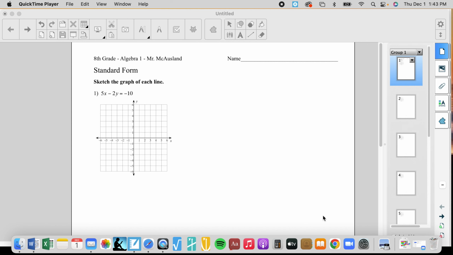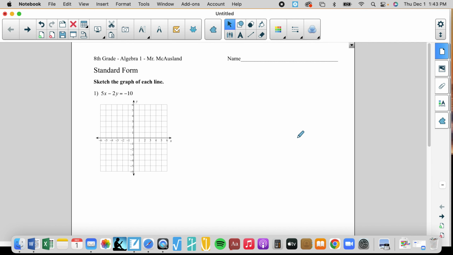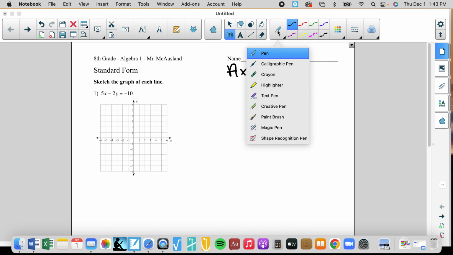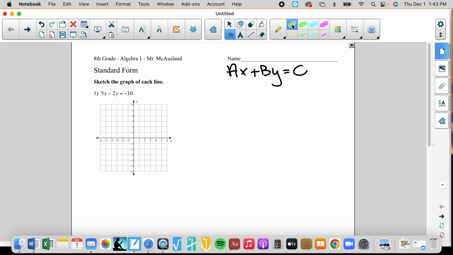Today we're going to work on the standard form worksheet. Standard form, we remember that linear equations written in standard form are in this format. And the only variables that we understand, or at least recognize, should I say, are the x and the y. And the x and the y are coordinates.